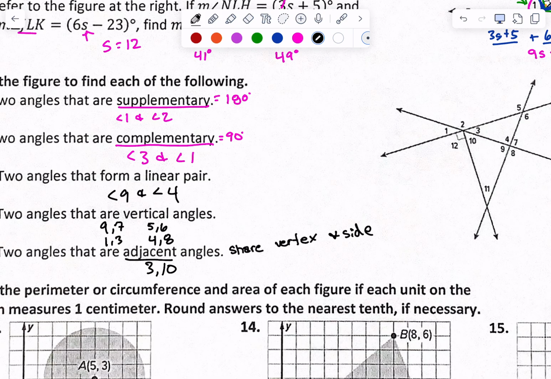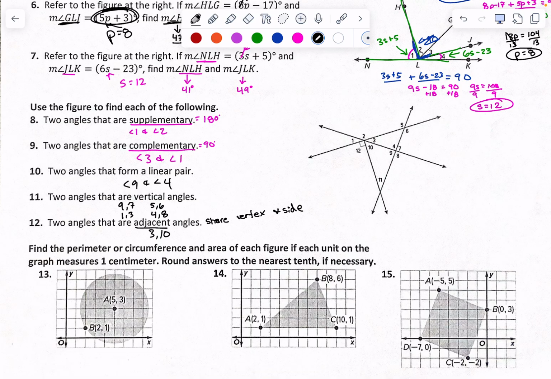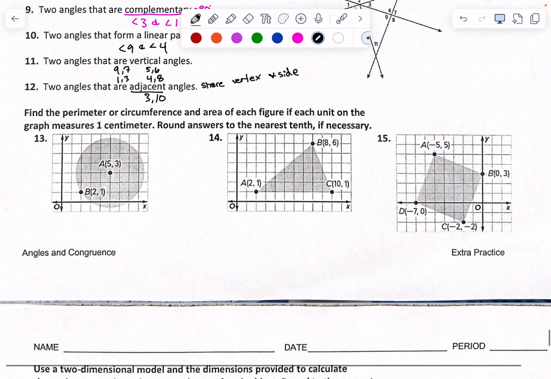5 and 6, are they adjacent? No. Okay, that's about the only pair that's not, right? Are we good? Figure it out? Good? Okay, we want perimeter or circumference and area.